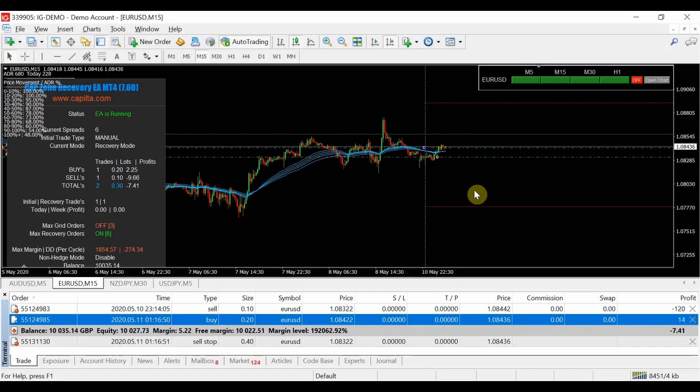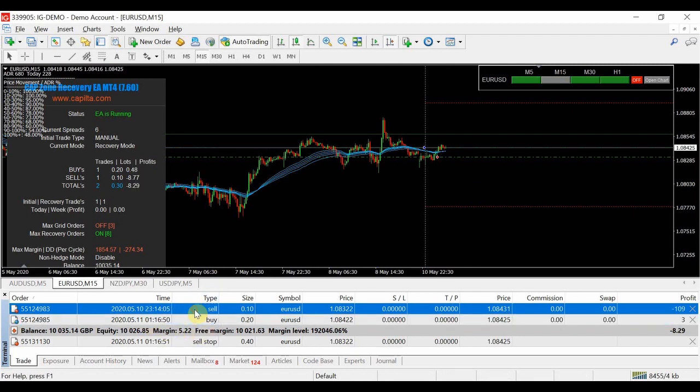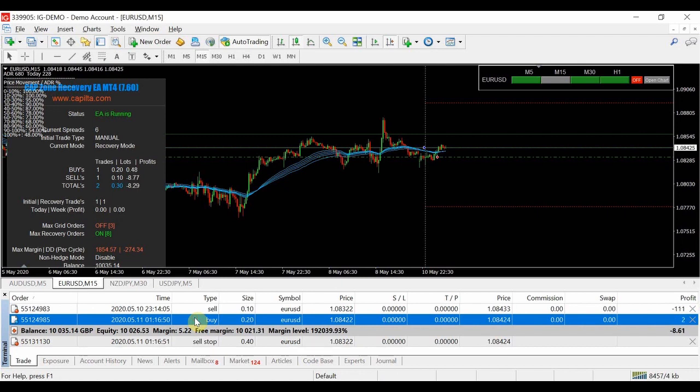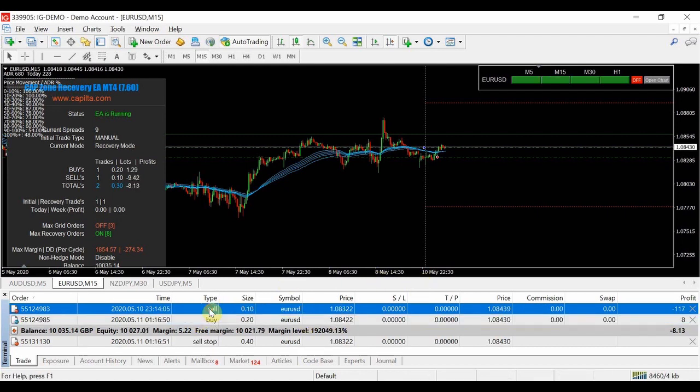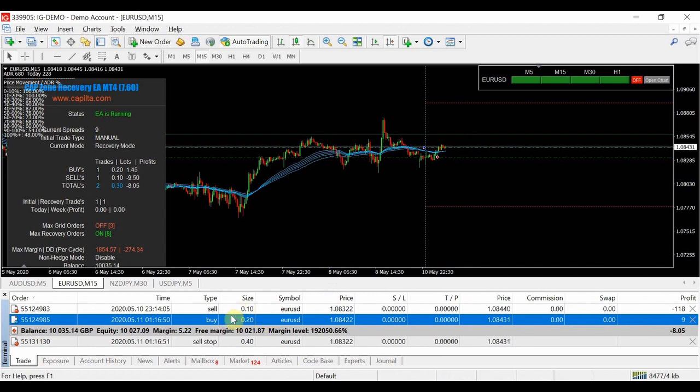So just wanted to give you guys a quick update. It's a couple of hours in, and as you can see, the EA has launched its first recovery trade in the opposite direction. My initial trade was a sell for a 10-point take profit target, which didn't get anywhere close to it, and has completely reversed in the opposite direction and triggered my 10-point buy stop trade, which is the first zone recovery trade at double the lot size of the initial trade.